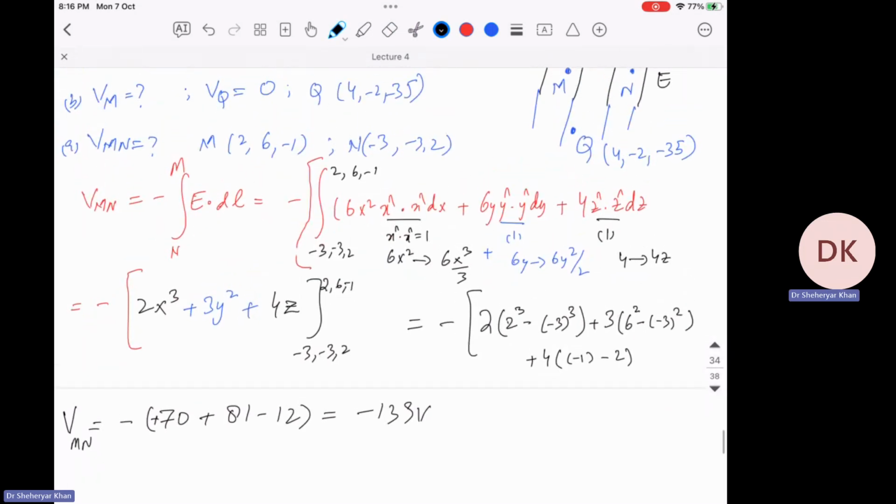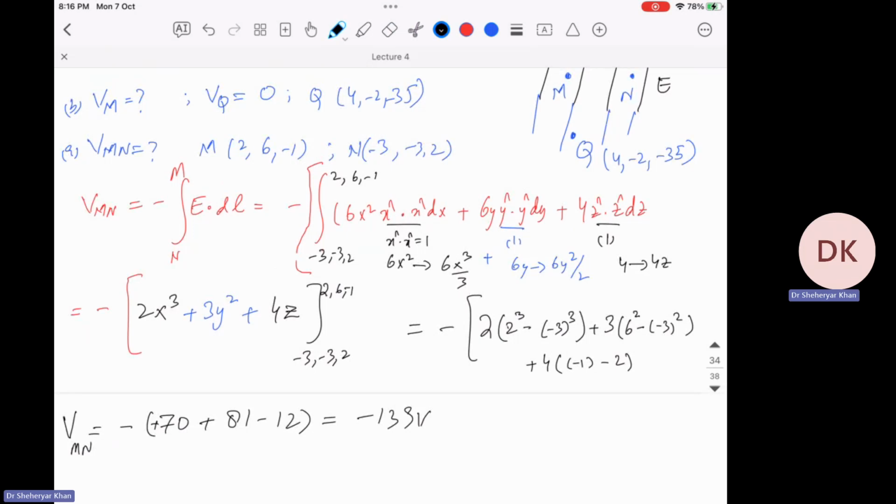Okay, so that's how you can solve E dot dl. E is given, right? Because E has X, Y, and Z components, and these are the length components X, Y, and Z. You can also make it three integrals. Take the x limit for dx, the y limit for dy, the z limit for dz. Or you can do it like this, for example, for dx you can take X, for dy, Y, and Z.